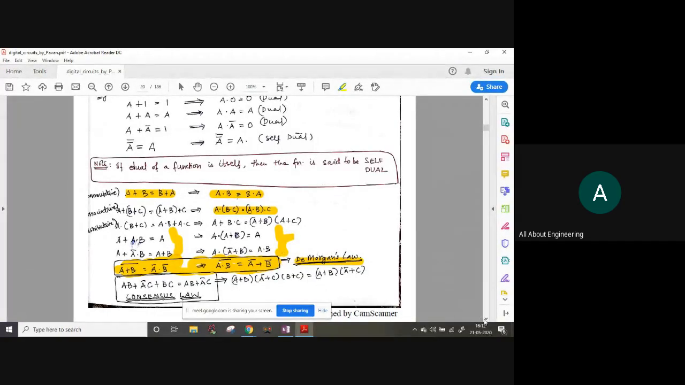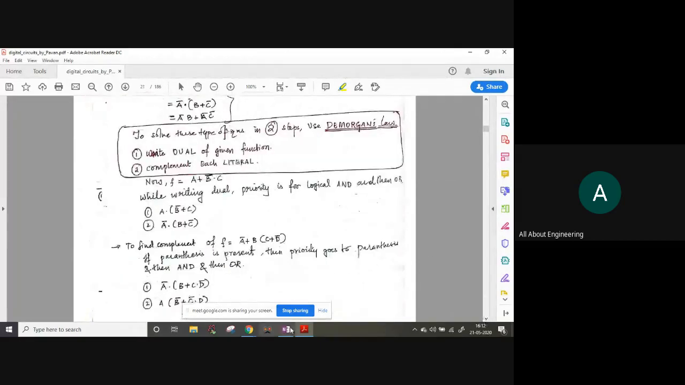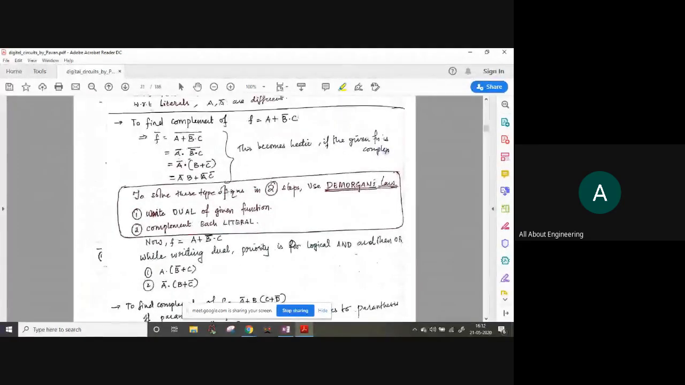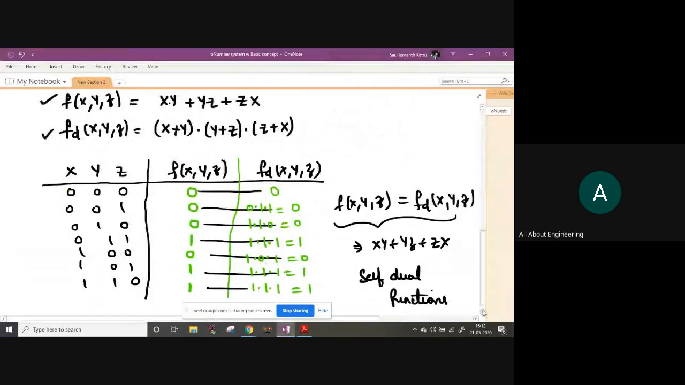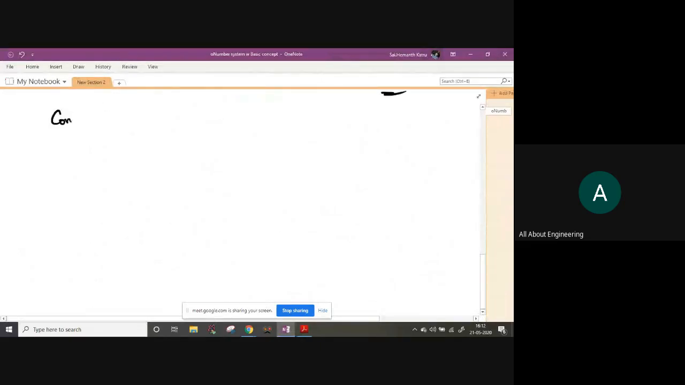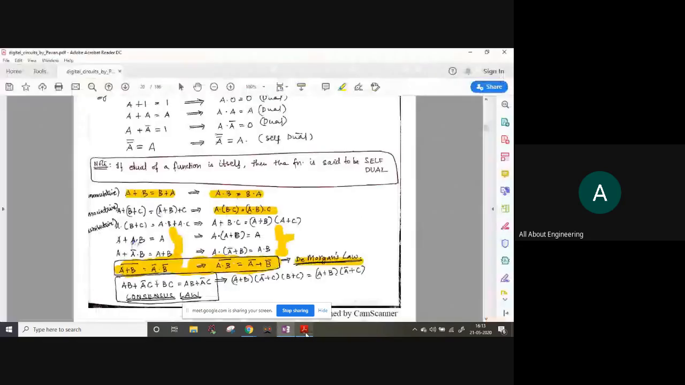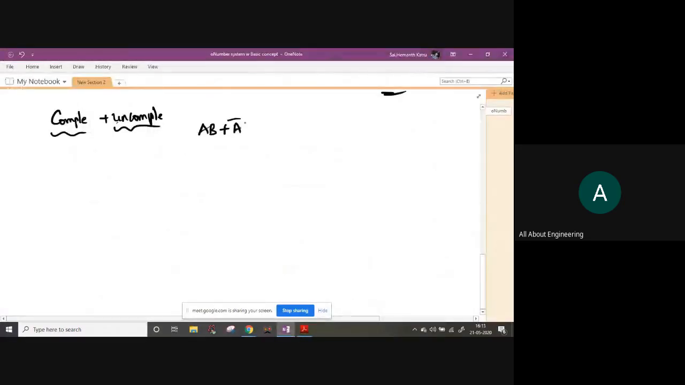And one more thing, I already explained about consensus law. A shortcut to represent consensus law is, if you have complement as well as uncomplement terms, complement plus uncomplement term, then the term consisting of these two is what remains. For example, look at this: AB plus A bar C plus BC. If it is like this, here there is A, here there is A bar. So you put these two terms as the answer and you neglect this.